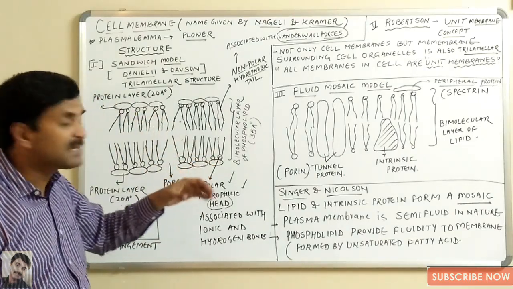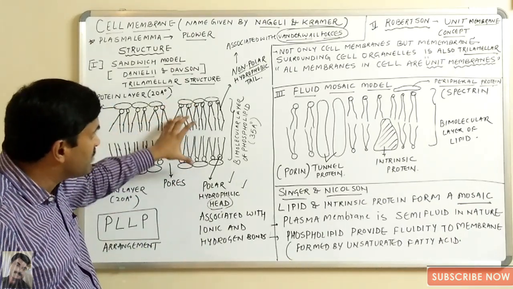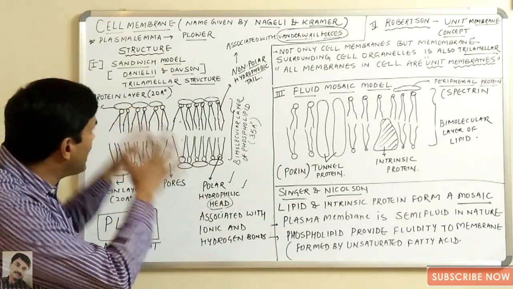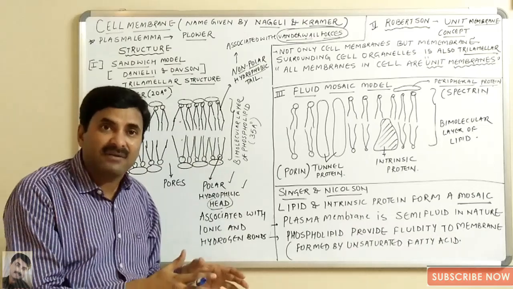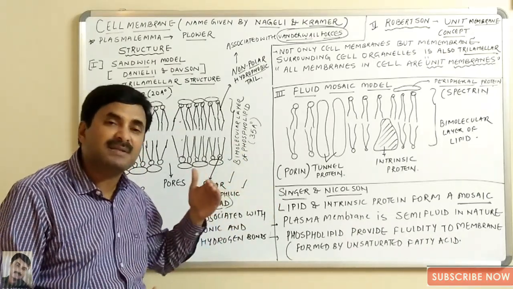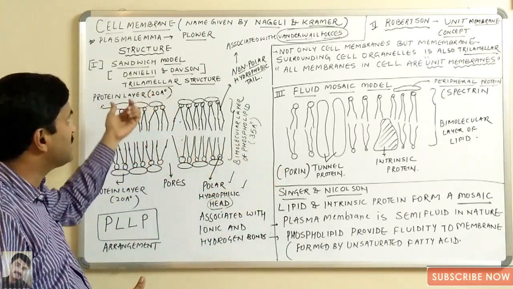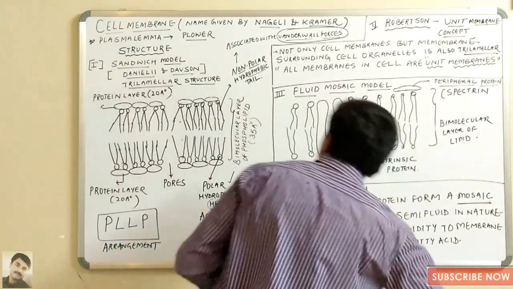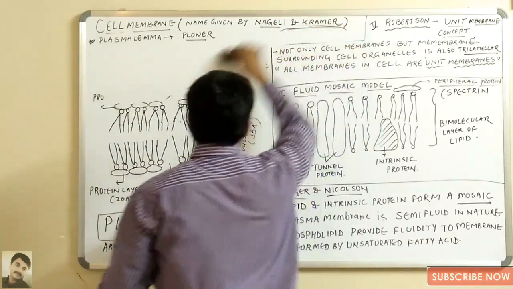Now the question arises, why is it not accepted? Because the protein arrangement shown by Danielli and Davson in this sandwich model is incorrect. In the later models you will see that the protein arrangement is a little bit different from what was shown by Danielli and Davson in the sandwich model. So this was the first model, named the sandwich model.